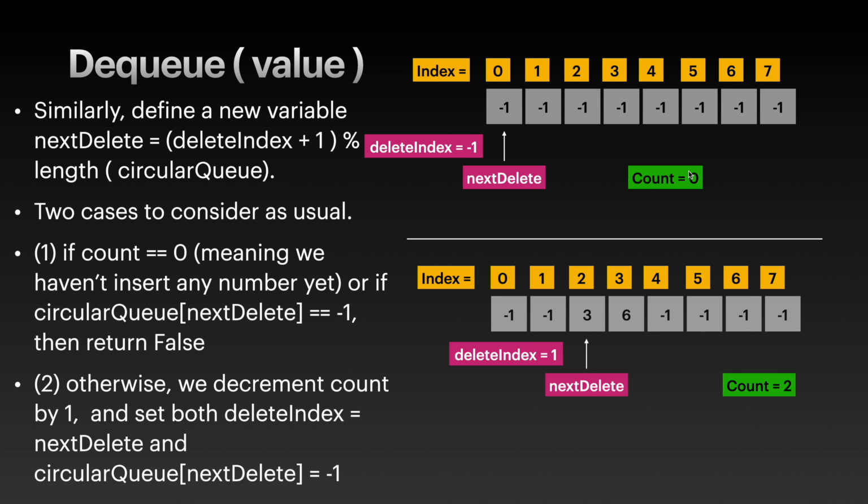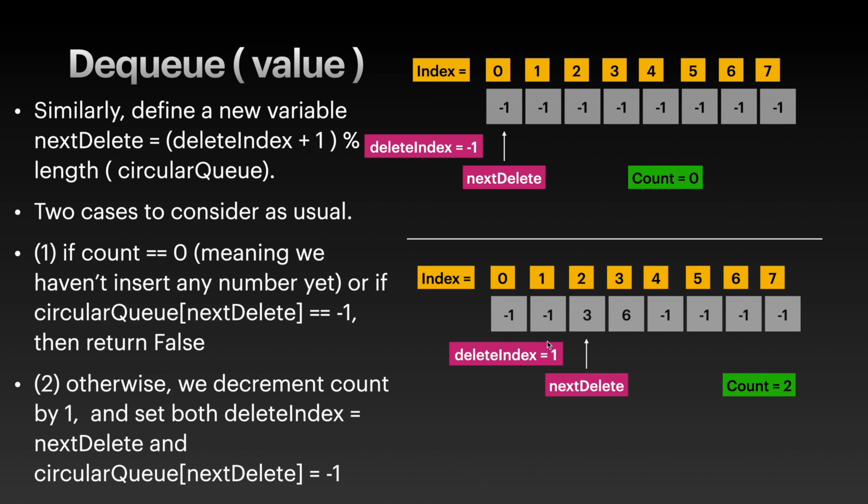If count is equal to 0, that means we cannot invoke the dequeue method because we haven't inserted any number. Or you can also check if circular queue at next delete is equal to -1. In this case, next delete is 0 and this is -1. So you can do either of two things: if count is equal to 0 or if this is equal to -1, then we return false. Either one of them works. Otherwise, we have this case.